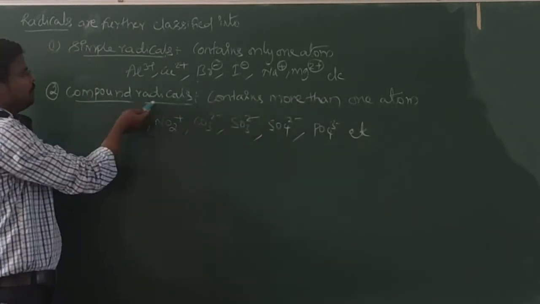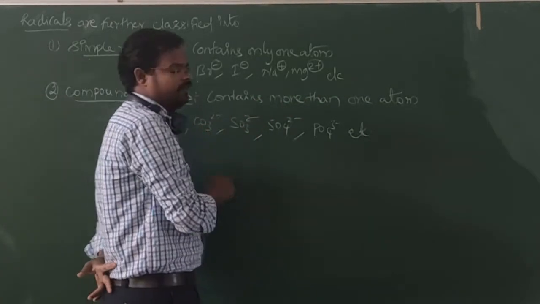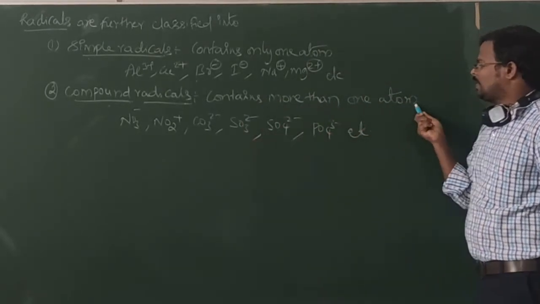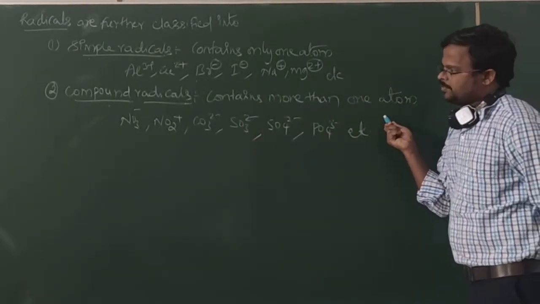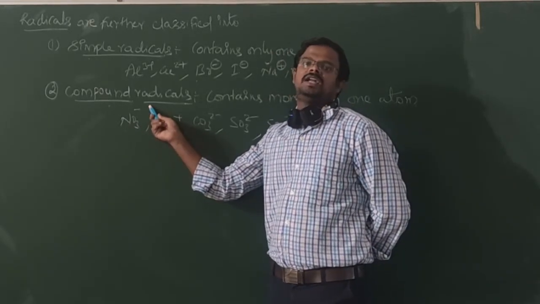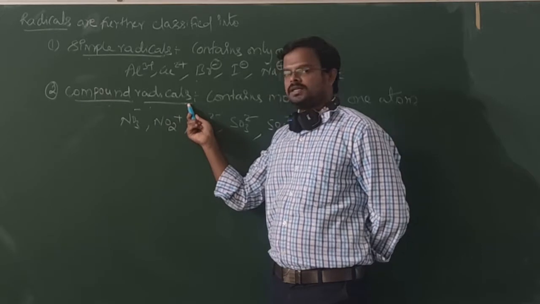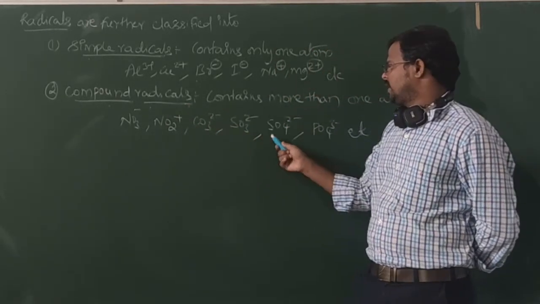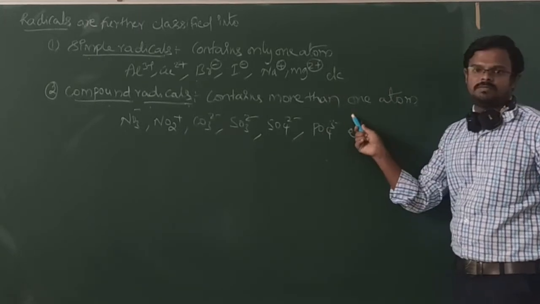Next, compound radicals, or mixed radicals. Compound radicals contain more than one atom. So NO3 minus, nitrate ion, NO2 plus, CO3 2 minus, SO3 2 minus, SO4 2 minus, PO4 3 minus.